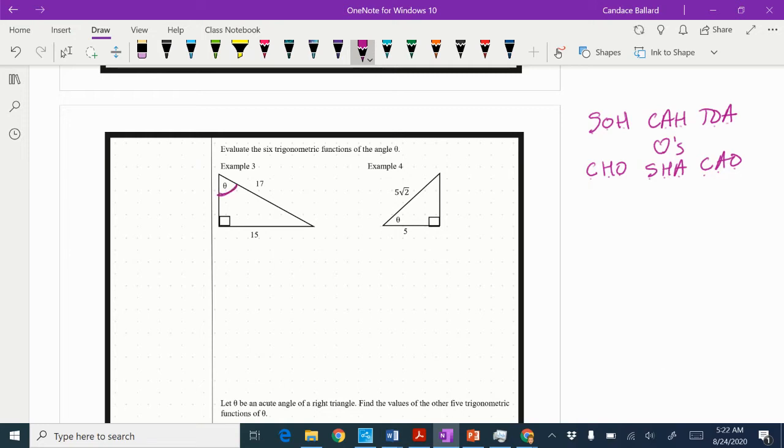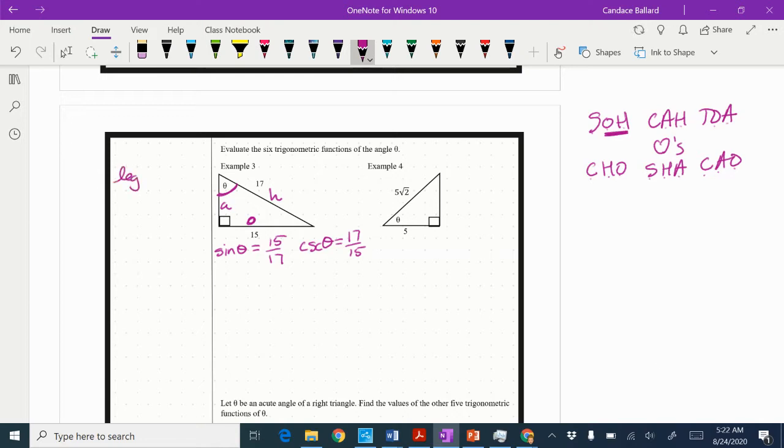So right now, I've got this theta, meaning this is the opposite and this is the hypotenuse. So we know that opposite and hypotenuse is sine. So I know that the sine of theta is 15 over 17, which means that we get the cosecant kind of for free because I can flip that. Unfortunately, I need the adjacent leg to figure out anything else. So I'm going to use the Pythagorean theorem.